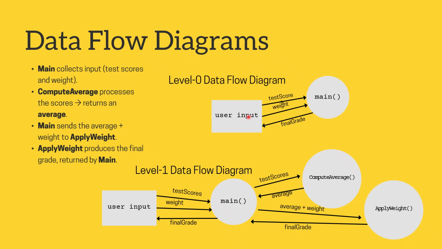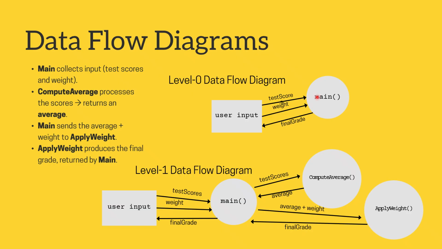Basically, the user, whether the teacher, the instructor, or the application, is going to input the test scores and the weight. Then the main module is where our processing is going to go. This is our program. And then the output, after everything gets processed, is going to be the final grade. Now, like I said, there's a lot that's going to go on behind the scenes here, but when you do your assignment, I want you to keep it at this level 0 data flow diagram, okay?